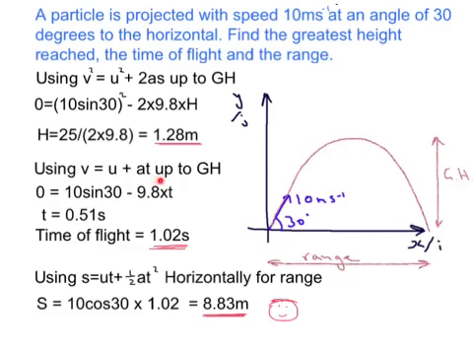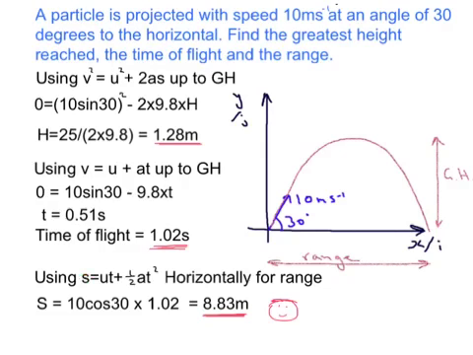I then use v equals u plus at, again up to greatest height. What I'm doing here is, v is 0, again still at greatest height, and I'm finding the time it takes to get to the greatest height. In this case, because it starts and ends at the same level, I know that the time to get to here is the same as the time to get from here back down, so I simply double it to get the time of flight. There are other things I could do. I could have used s equals ut plus half at squared vertically and put s as 0, but I just like doing this.